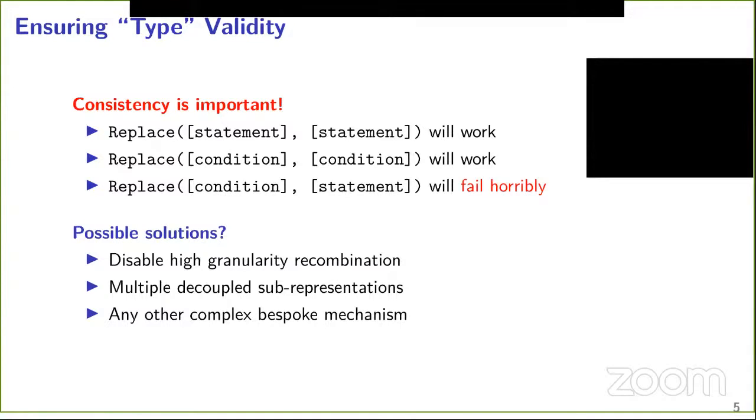That's what happened with the current work that focuses on multiple types of genetic material. You can have multiple decoupled sub-representations, so a part of the representation that deals with statements and a part that deals with conditions, completely disjoint, which means that instead of 2 triplets, you have for the decoupled representation 6 triplets with caches, and 12 with caches, so that's quite complex. And of course, you can devise a crossover that ensures that you do not mix the different types.